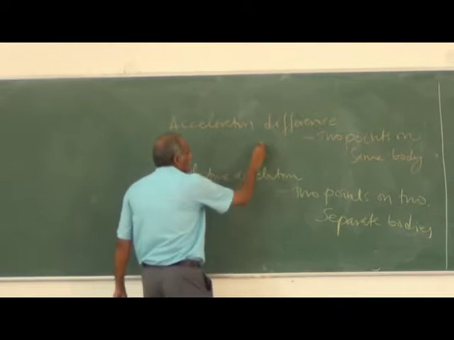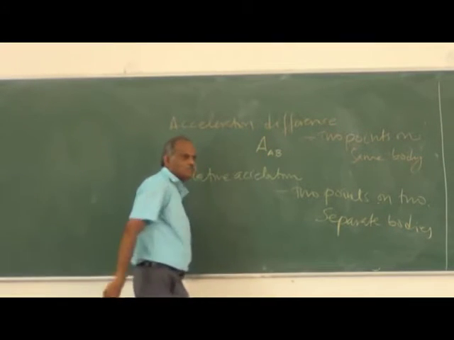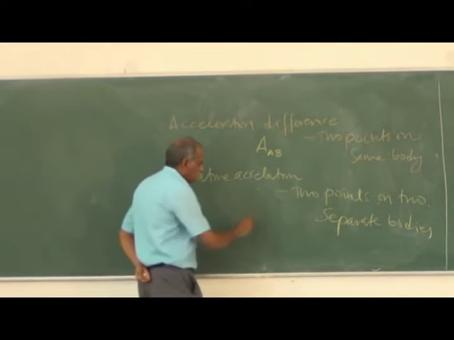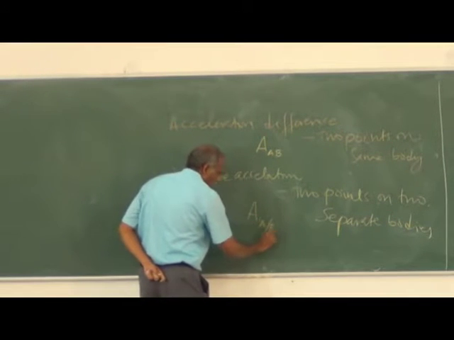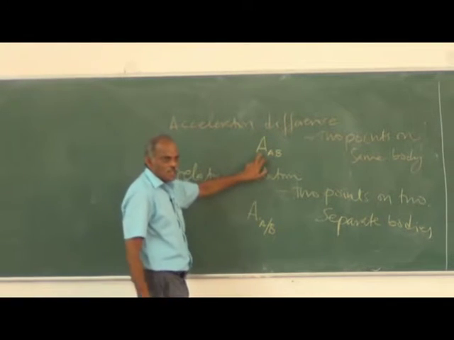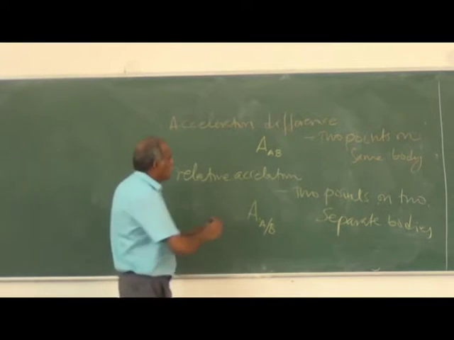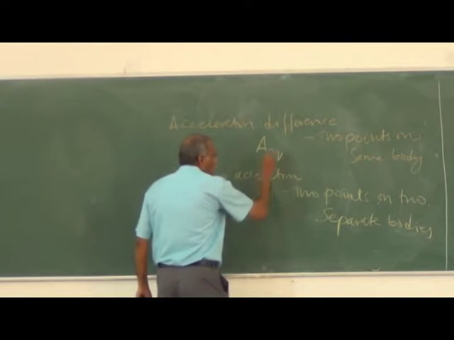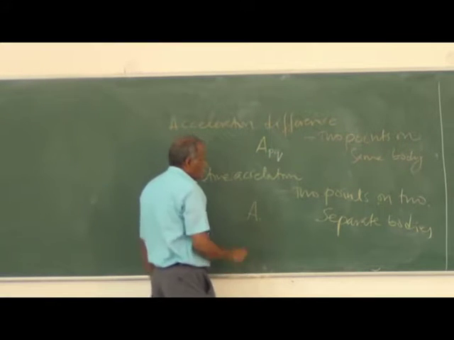So this one is the acceleration of A with respect to B. That is how it is mentioned. This is the notation we use when we say acceleration of A with respect to B, or if I want to change this, say acceleration of PQ means acceleration of point P with respect to Q.